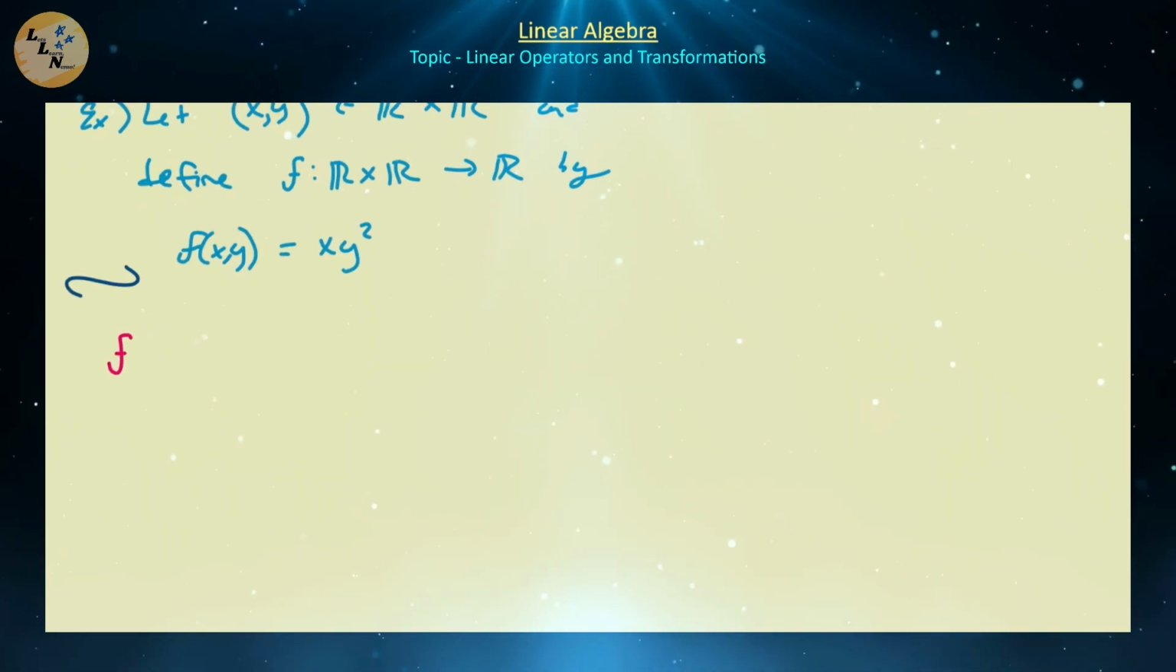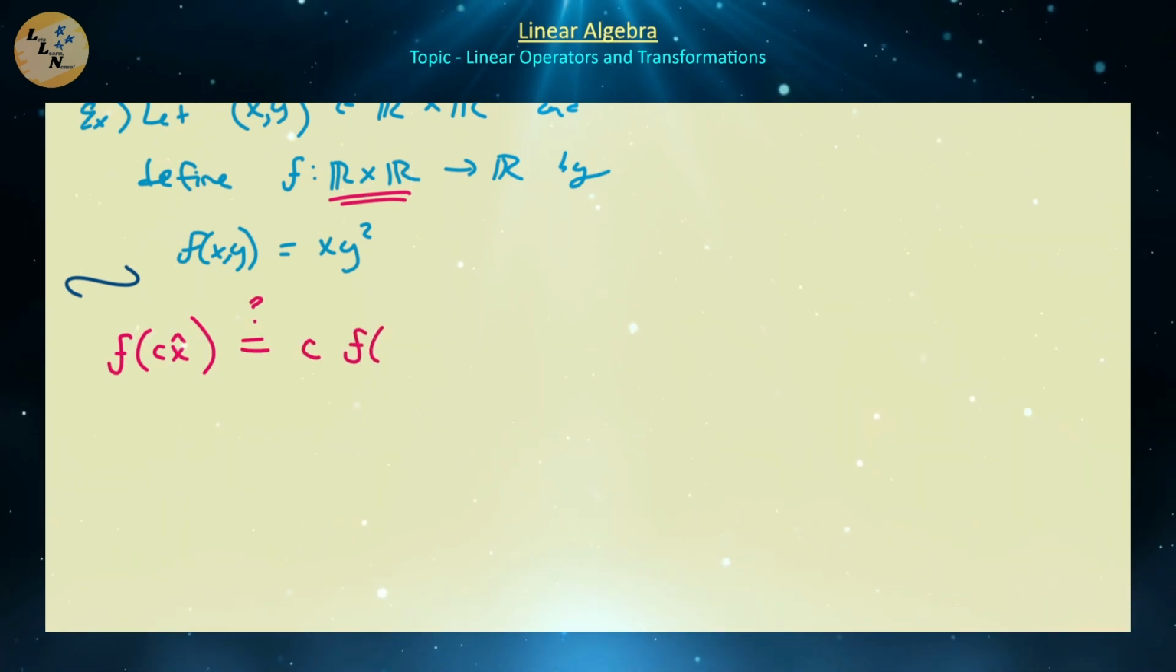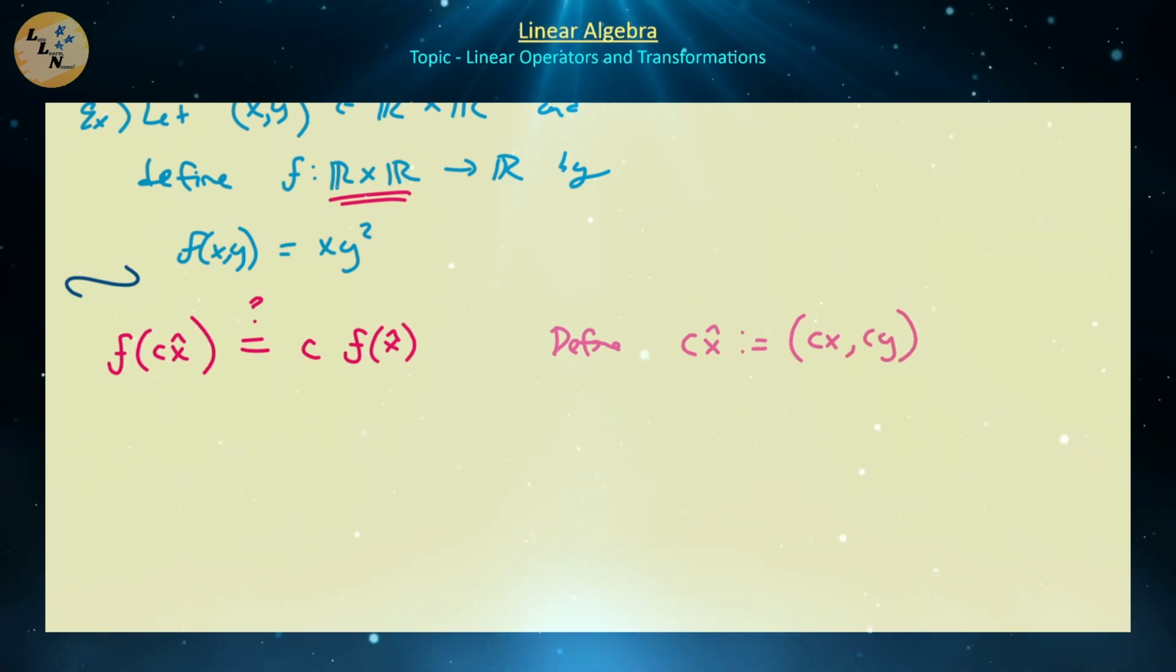So what is f of cx? So here x is going to be an object in R cross R. So we want to verify, is this equal to c times f of x? Right? So let's define this scalar multiplication. So let's define cx as we typically would in, say, R2. We're going to call this the point (cx, cy).